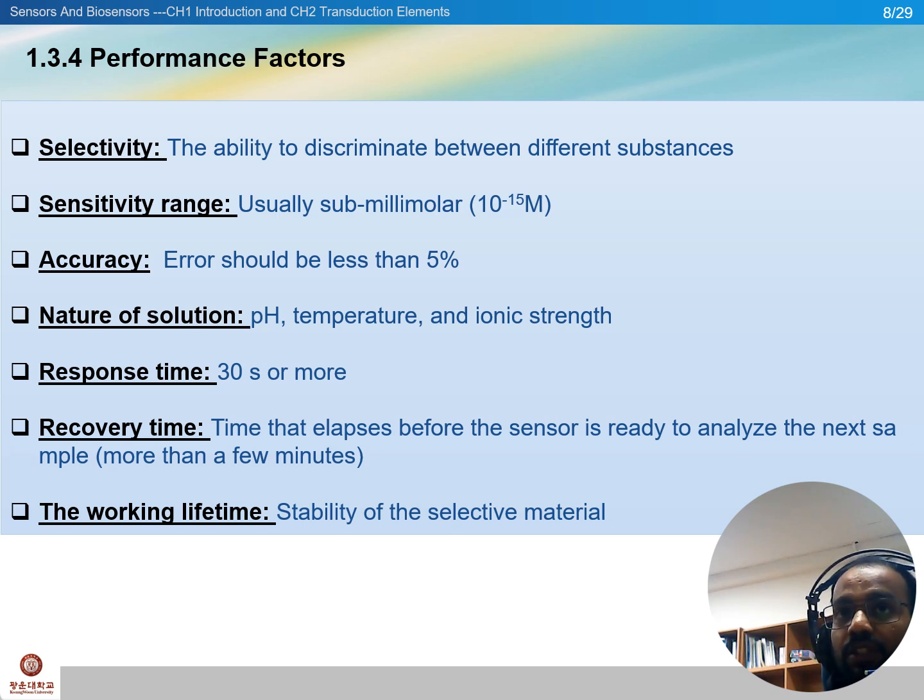By nature of the solution, it should measure the pH, temperature, and ionic strength. Response time should be 30 seconds or more. Recovery time is the time that elapses before the sensor is ready to analyze the next sample. Working lifetime: stability is a must.